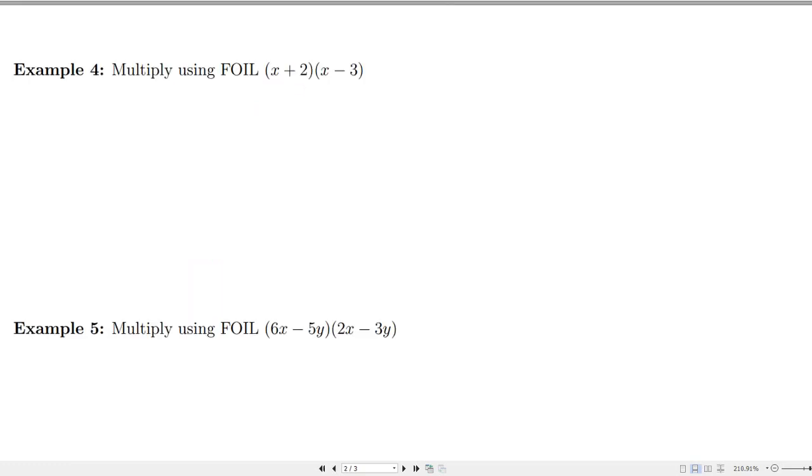In this next example, we want to use this method of FOIL that we actually did talk about before. But what is this again? So FOIL, this is first, outside, inside, last. So it's just sort of a reminder of how you can multiply binomial terms together. So if you ever have two factors that have two terms in them, and you want to multiply them, you can remember this.